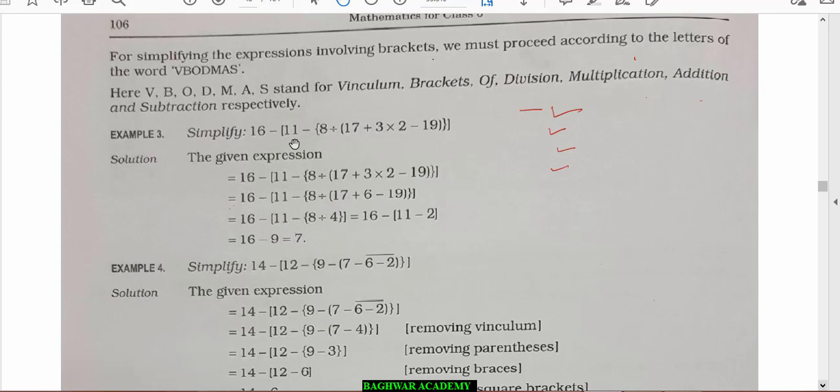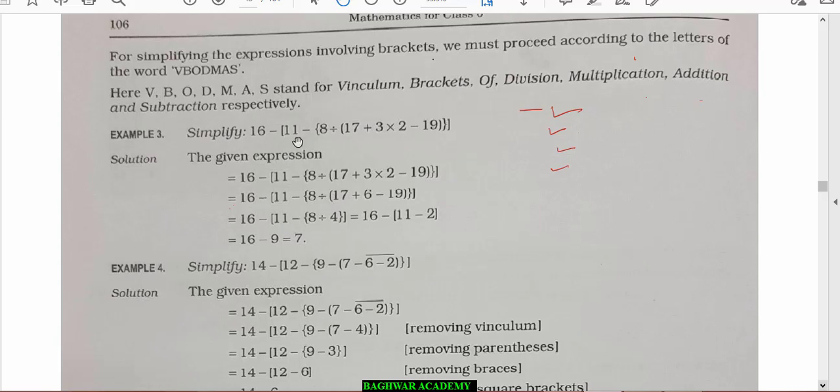So how do we read this? Just see: 16 minus, big bracket open, 11 minus, curly bracket open, 8 divided by, small bracket open, 17 plus 3 into 2 minus 19, small bracket closed, curly bracket closed, and big bracket closed. In this way we read this. How will it be solved now?